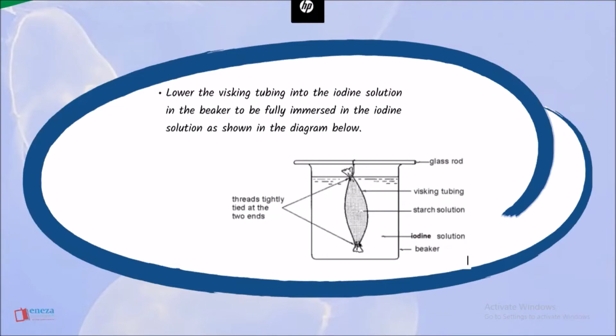You will then be required to lower the whisking tubing into the iodine solution in the beaker to be fully immersed in the iodine solution as shown in the diagram below. As you can see now, the whisking tubing is fully immersed into the iodine solution that is in the beaker.